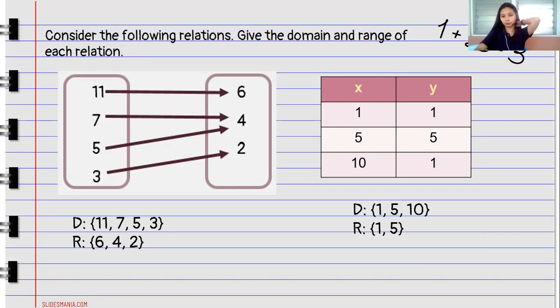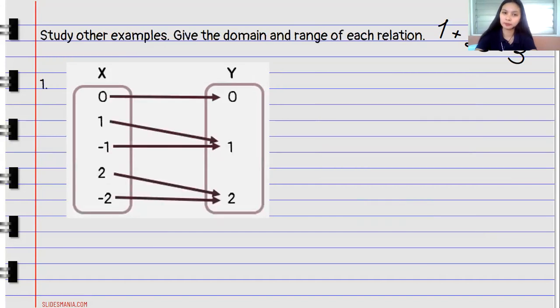Okay po? Questions po on identifying the domain and range. And madali lang siya kapag given is ordered pair, table of values, or mapping diagram po. Madali lang i-identify si domain and range kapag mga ganyang case pa lang. Kung wala pong question, let's proceed. Ayan, study the other examples po. Give the domain and range of each relation.